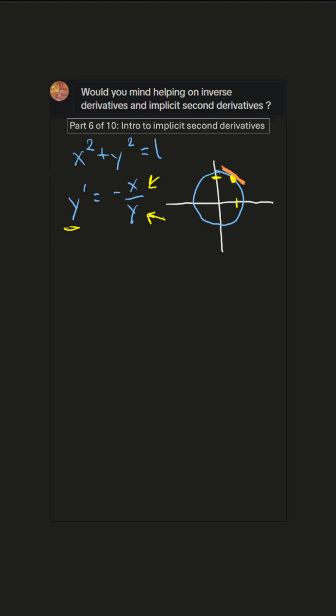Okay, so what is the second implicit derivative? Well, let me just tell you that y double prime of this circle is negative 1 over y cubed. In the next video, I'm going to show you how to find that. But for now, just take it for granted. You can trust me. So what does that mean?